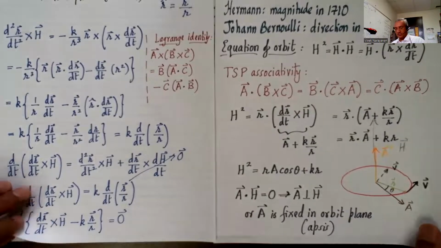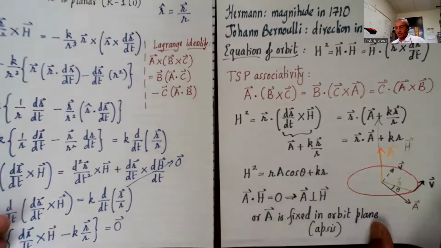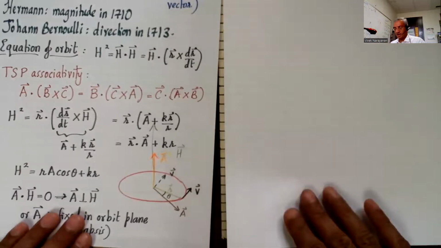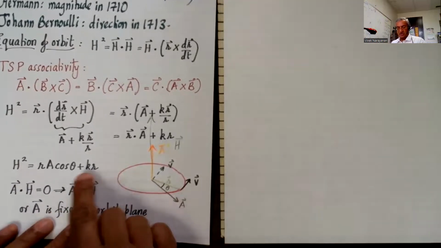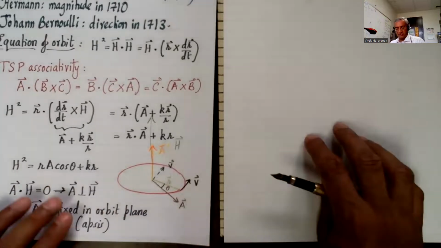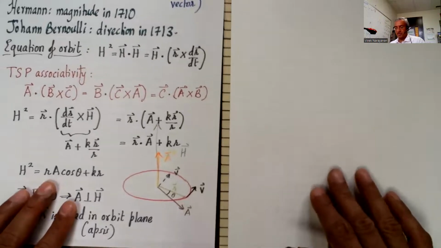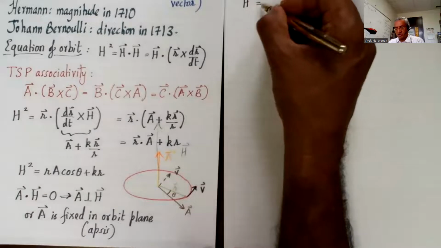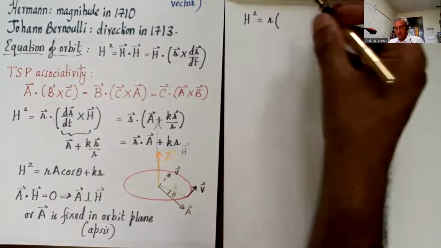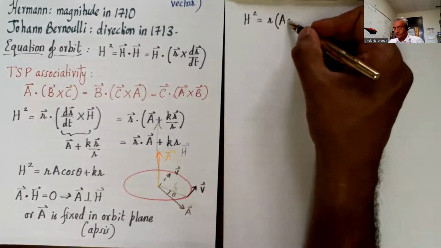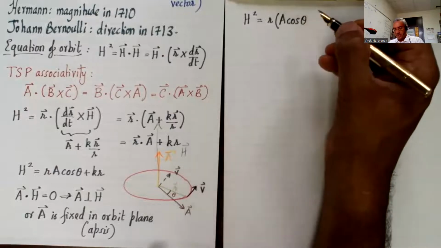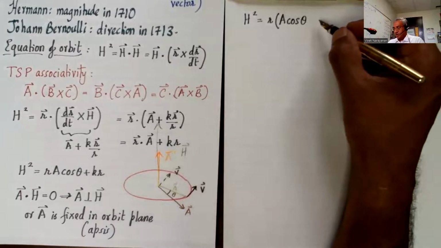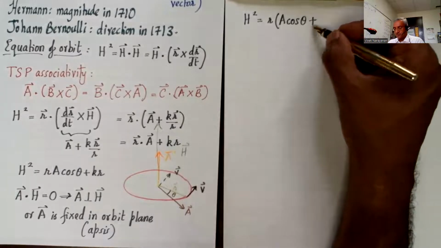So we are almost there, actually. This will give us the equation of the orbit. Let's divide both sides by everything that does not involve r. So let me massage this equation a little bit. I'll write it as h squared equals r times A cosine theta, where theta is the angle between A and r, plus k.